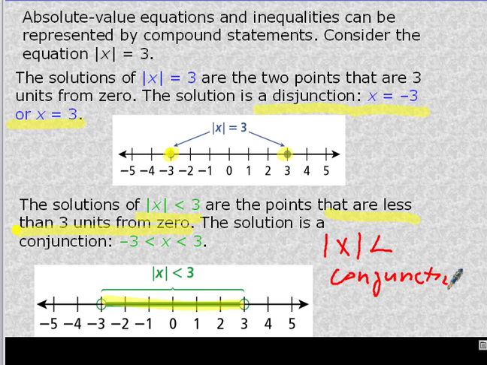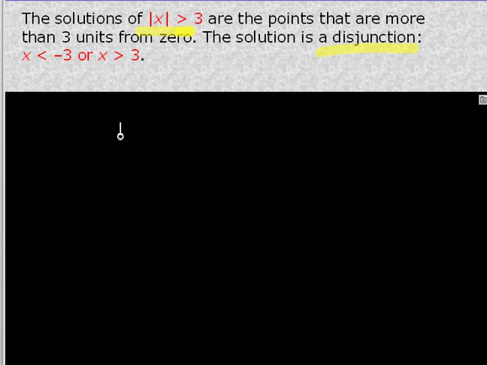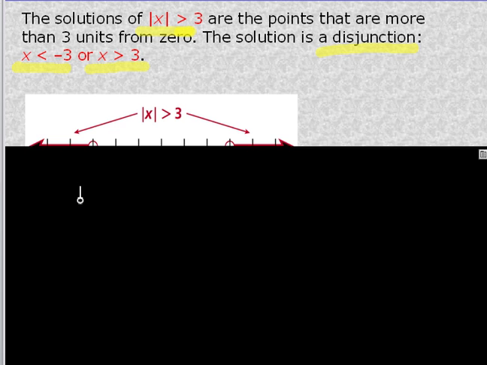And this is something we're going to need to remember for the next time. And then on the other side, if we have the absolute value of x is greater than 3, these are points that are more than 3 units from 0. So this is actually going to be a disjunction. And this is the confusing part of absolute value. But if you think about what it's actually asking you, it makes sense. Absolute value of x greater than 3 means points that are more than 3 units from 0. So it's going to be x is less than -3 or x is greater than 3. Here's your number line.